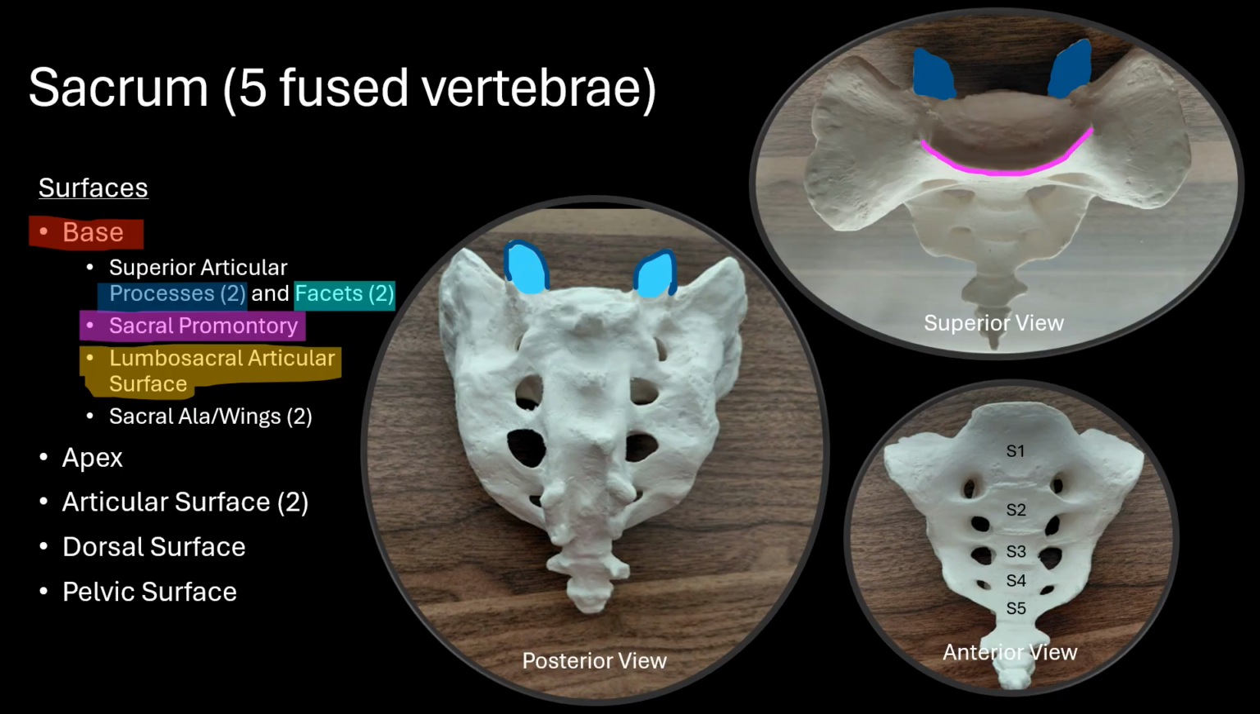On top, we have the lumbosacral surface for the L5-S1 disc. And then off to the sides, we have the sacral ala, or ala, which can also be called the sacral wings. And they are large, and they help provide stability by anchoring the spine to the pelvis.